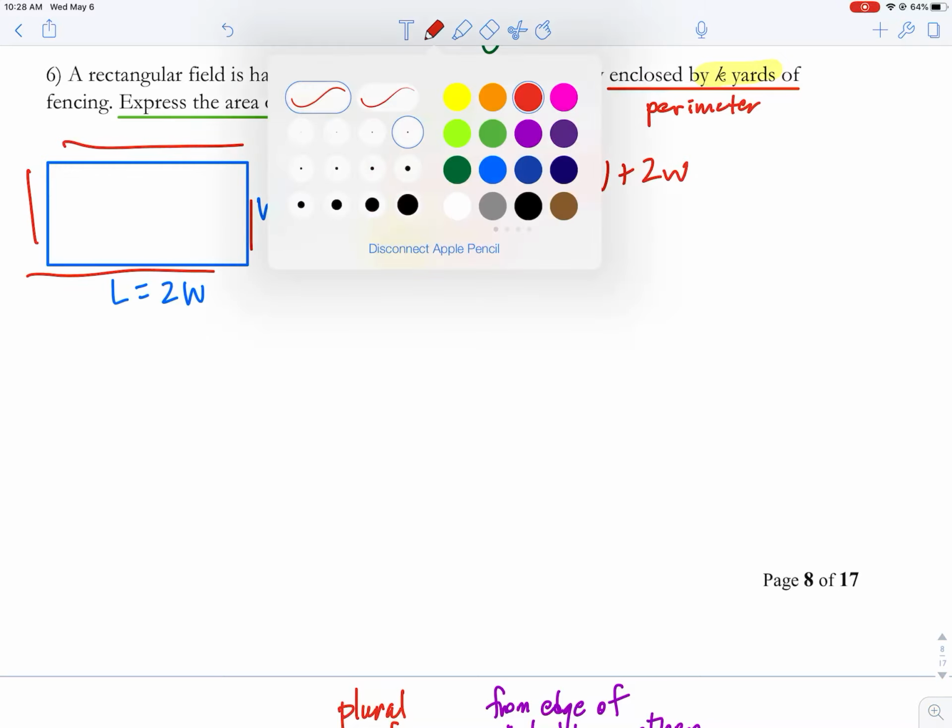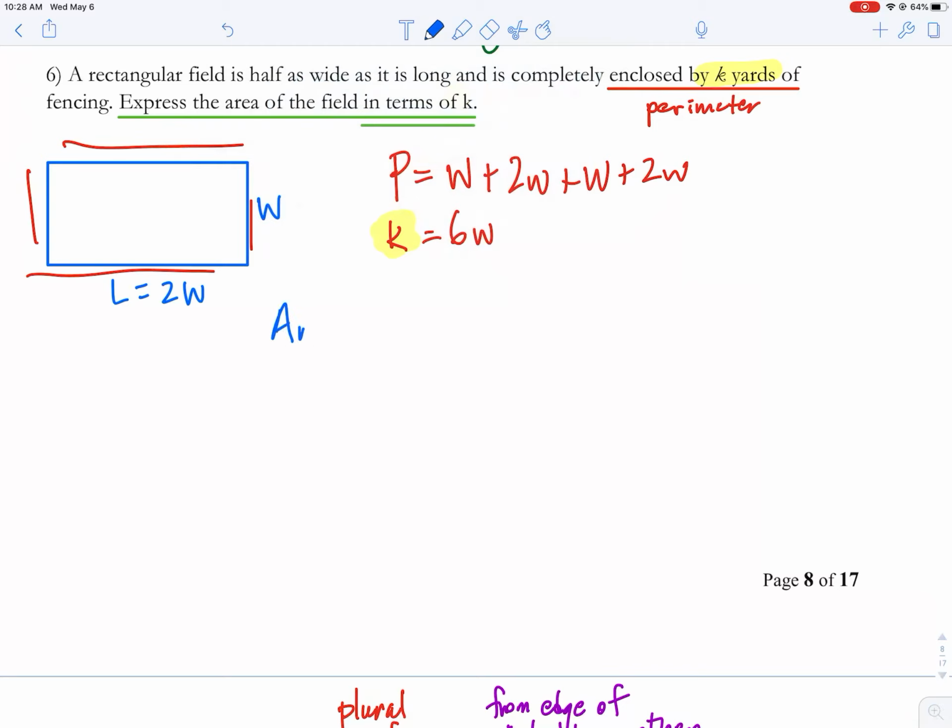They asked us, though, to find the area. So the area of a rectangle is just length times width, or in this case, 2W times W. So the 2 stays out, and then W times W gives me W squared. So I get the area equals 2W squared. But they want the area in terms of K.